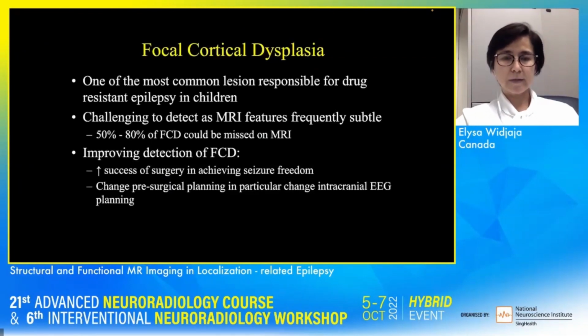Focal cortical dysplasia is one of the most common lesions responsible for drug-resistant epilepsy in children. It is also one of the most challenging lesions to detect, as the MRI features are frequently subtle. About 50 to 80% of focal cortical dysplasia have been reported to be missed on MRI. By improving the detection of focal cortical dysplasia, you increase the likelihood of achieving seizure freedom after surgery and could potentially change pre-surgical planning, in particular intracranial EEG planning.